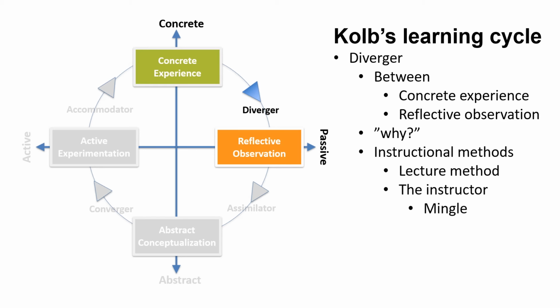Instructional methods that suit Divergers include lecture method, focusing on specifics such as the strengths, weaknesses and uses of a system. Hands-on exploration of a system. The instructor would be best to mingle with the learners, answering questions and making suggestions. Ready reference guides provide handy, organised summaries for this kind of learner. It is about feeling and watching.